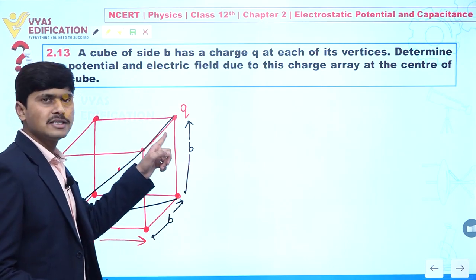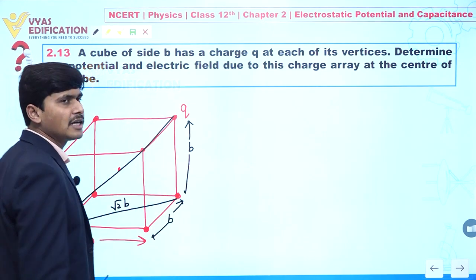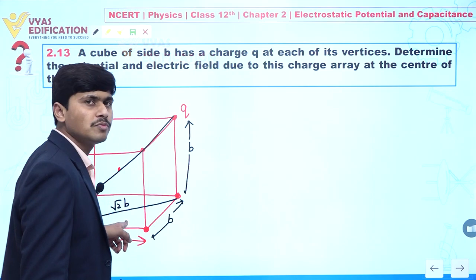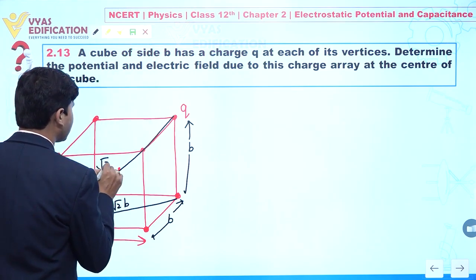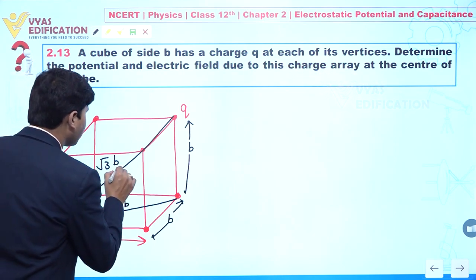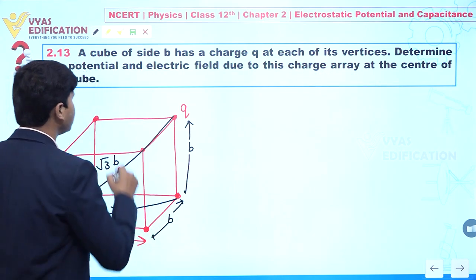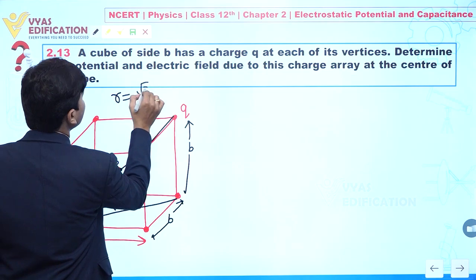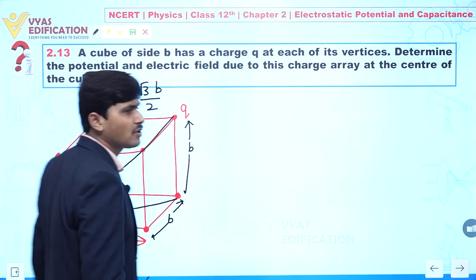So can we calculate this diagonal? Yes, we can apply the Pythagoras theorem here: b square plus 2b square, this is 3b square, so we can write this is under root of 3b, clear. So the distance of this center from each charge, this is given by r, this is equal to under root 3b by 2, clear to everyone.